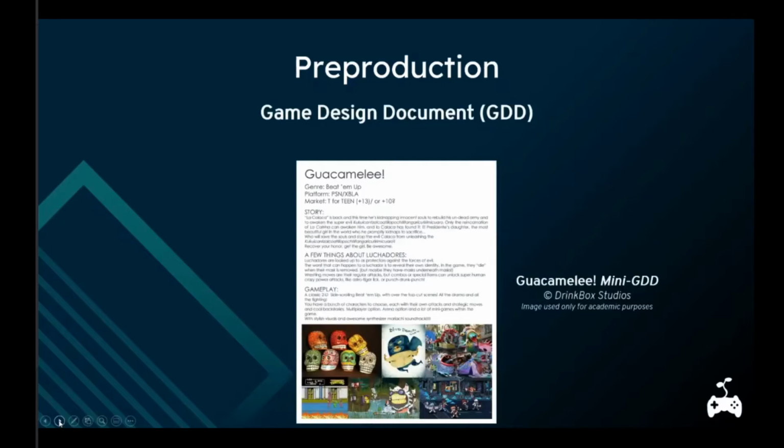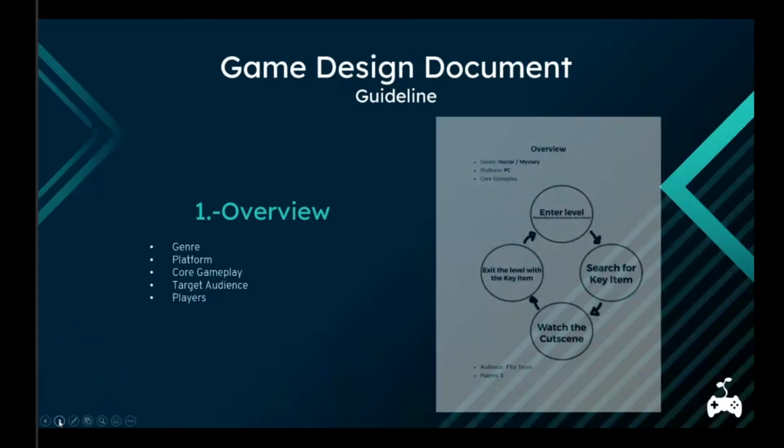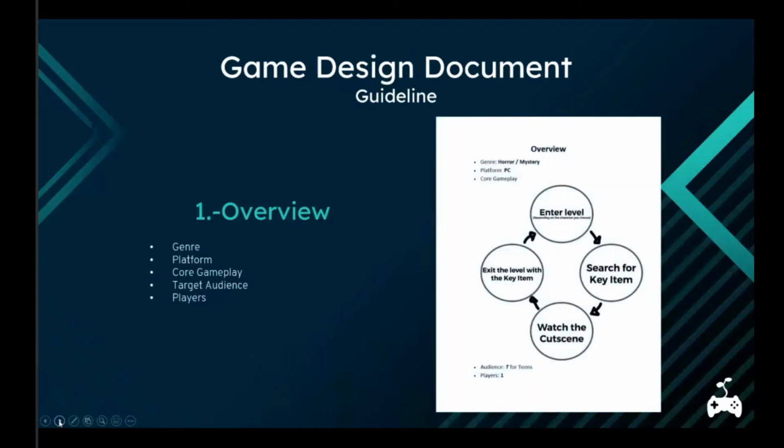Great. Now, moving on to the next slide, we prepare a quick guideline for you to start your document. First, we have the overview, in which you will write the genre, platform, the core gameplay, that is the action or the main mechanic that defines your title. Usually we put them using flowcharts so we can see how the game flows. Next, we write the target audience and the number of players. Easy, huh? Well, this is the very first part.